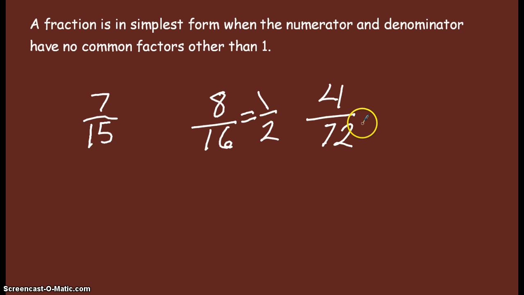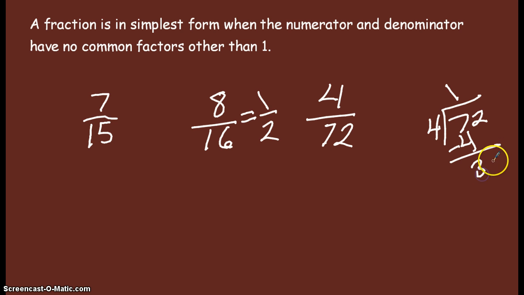I know that this is not in simplest form because 4 is a factor of 72 and 72 is a multiple of 4. I know that 4 will go into 72 18 times. Just to prove that, we can say 4 into 72. 4 will go into 7 one time. 1 times 4 is 4. 7 take away 4 is 3. Bring my 2 down, and 4 will go into 32 8 times. 8 times 4 is 32.